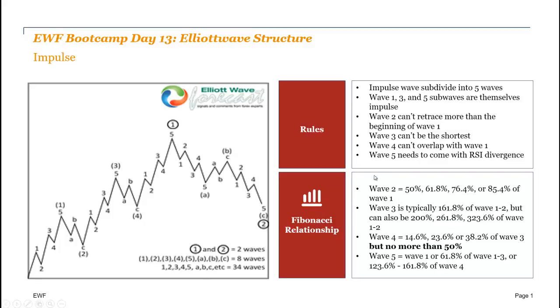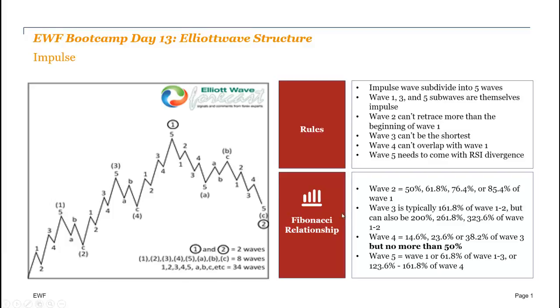In terms of the Fibonacci relationship, wave 2 is nothing more than the retracement of wave 1, so it should be between 50, 61.8, 76.4, or in some cases a deep retracement of 85.4% of wave 1. Wave 3 typically is 161.8% of wave 1. Okay, so this is usually the longest one. So in wave 3 you have an extended Fibonacci extension, usually around 161.8% of wave 1, but it can also be even higher than that, 200, 261.8 or 323.6% of wave 1 here.